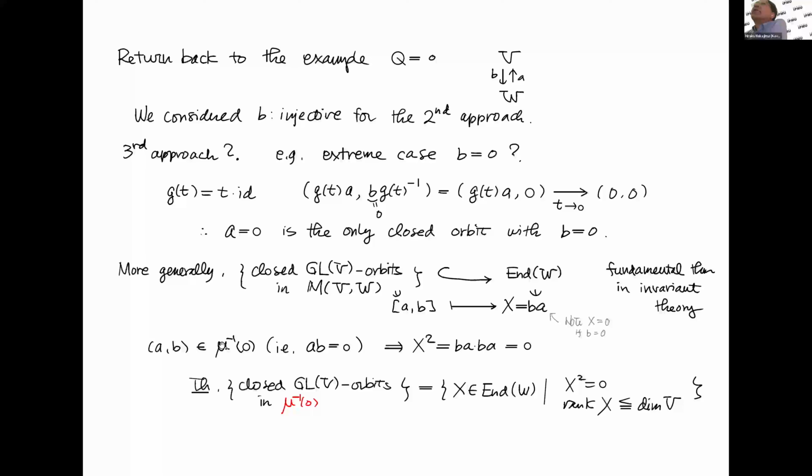And also, because I impose the condition mu equals 0 for M(B, W), it means A times B equals 0. Then because of this, X squared is equal to BA times BA, which is 0. So you get a square-zero matrix. In fact, you can show that the space of closed GL_B orbits in mu inverse 0 is the space of endomorphisms X of W whose square is equal to 0, and the rank of X is smaller than or equal to dimension B. So this is a description of the quotient space, the third approach for the correct quotient space of mu inverse 0 by GL_B.